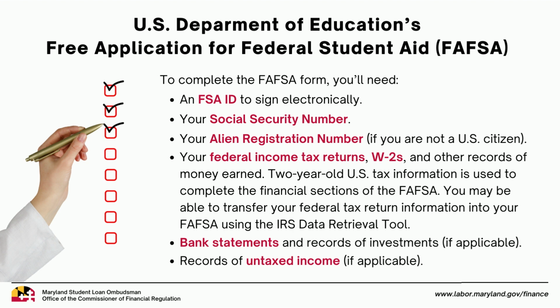To complete the FAFSA form, you'll need an FSA ID to sign electronically, your Social Security number, your alien registration number if you are not a U.S. citizen, your federal income tax returns, W-2s, and other records of money earned. U.S. tax information from the past 2 years is used to complete the financial sections of the FAFSA. You may be able to electronically transfer your federal tax return information into your FAFSA form if you complete it online.